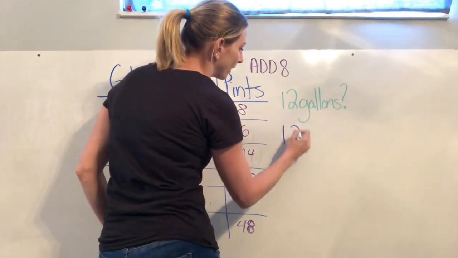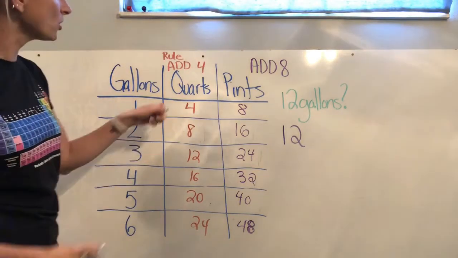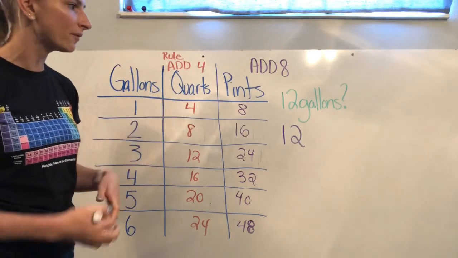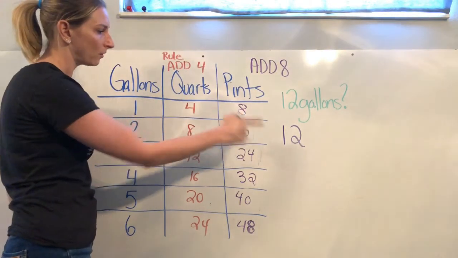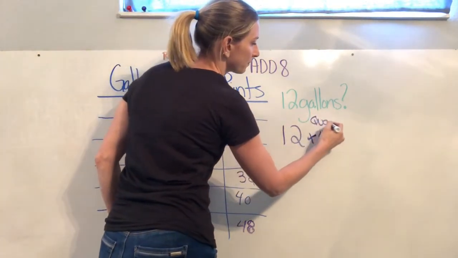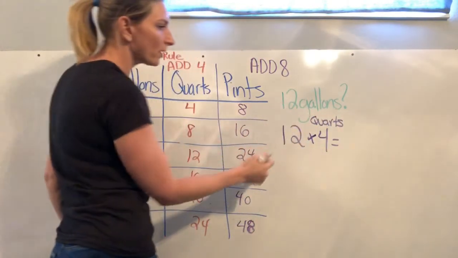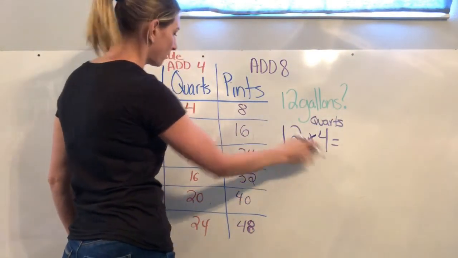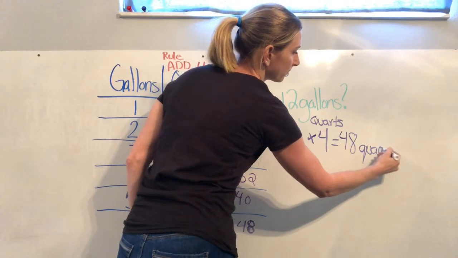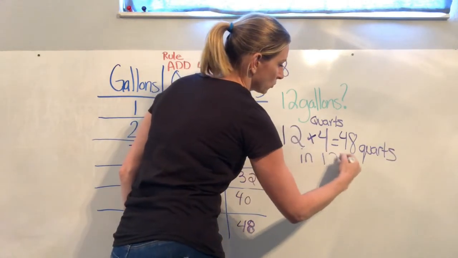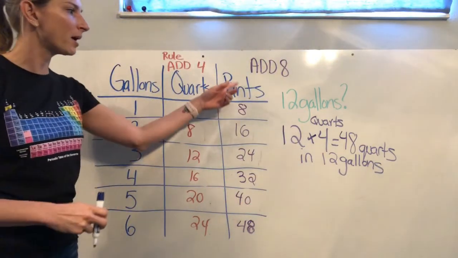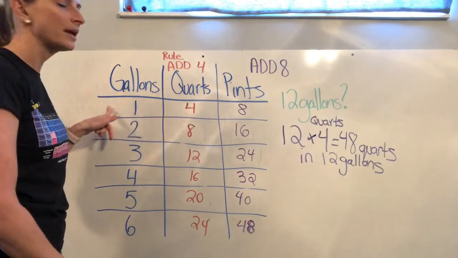So there's 12 gallons. I need to know if 4 quarts equals 1 gallon, how many quarts are in 12 gallons? So you simply will do 12 times 4 for your quarts. So 12 gallons times 4 quarts per gallon is going to be 48 quarts in 12 gallons.